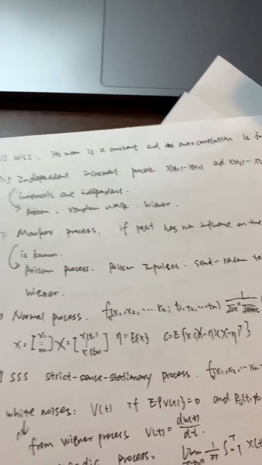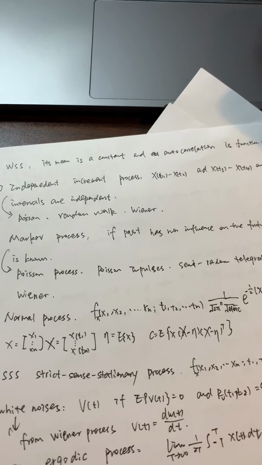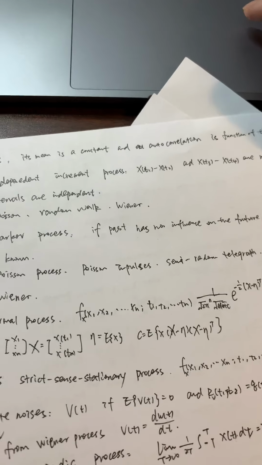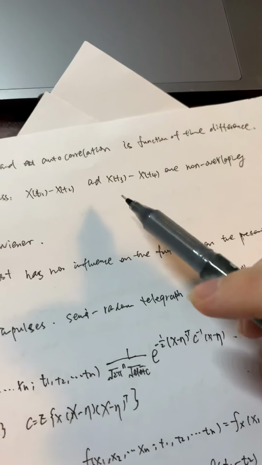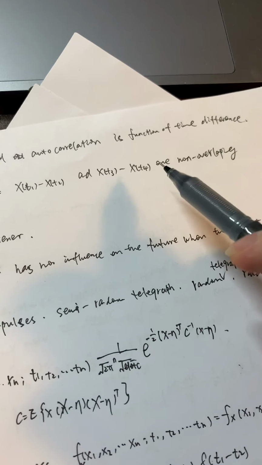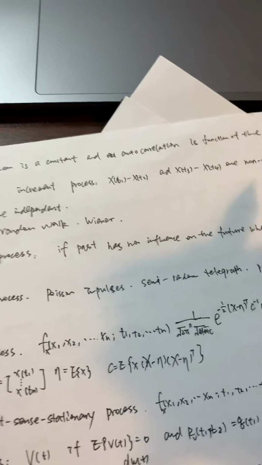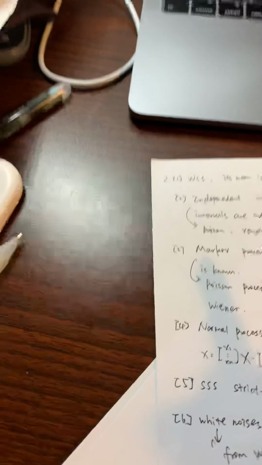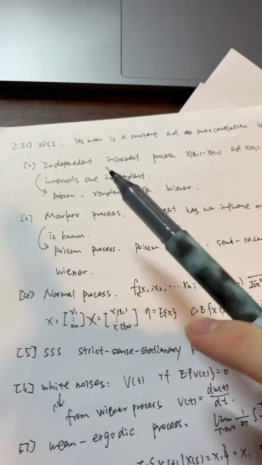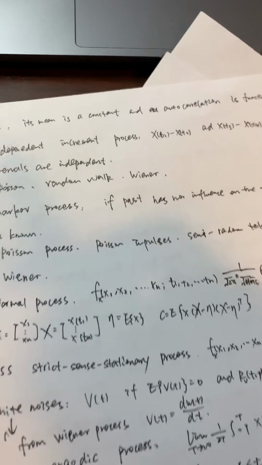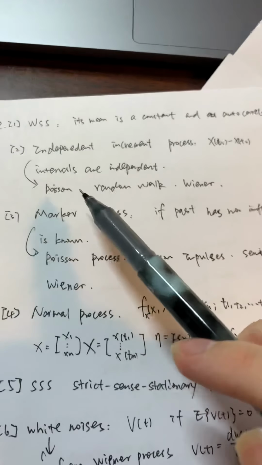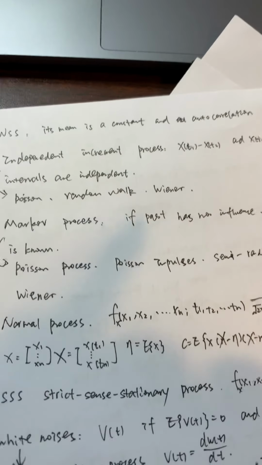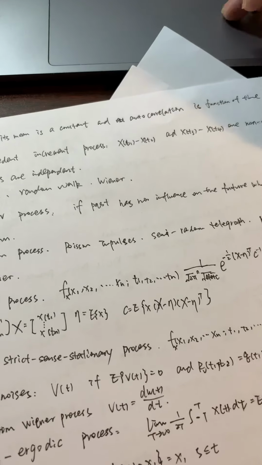And then the second process is the independent increment process. It means that X(t1) minus X(t2) and X(t3) minus X(t4), if they are non-overlapping, the intervals are independent. So far we know that the Poisson process, the random walk process, and the Wiener process are all independent increment processes.